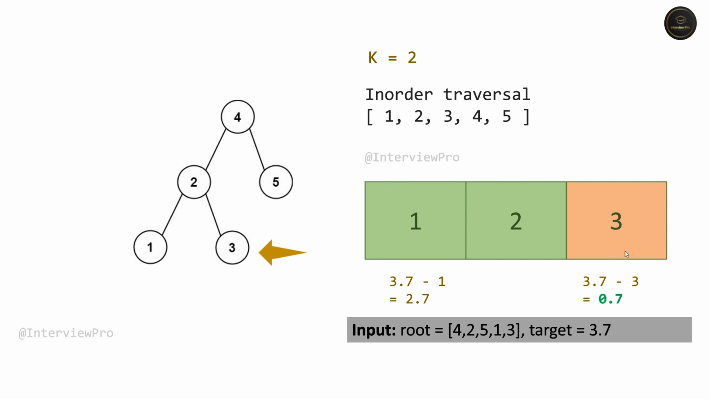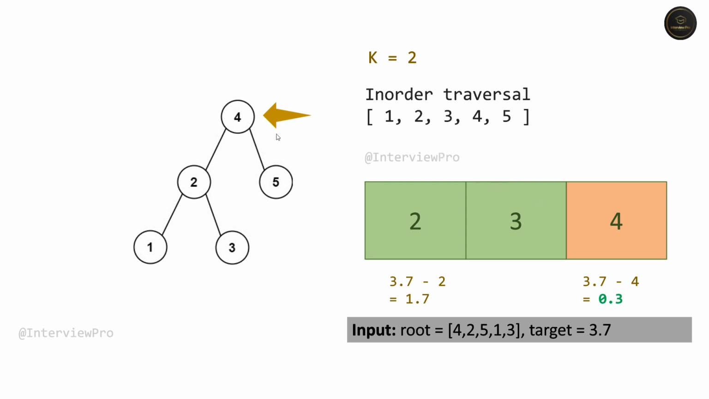So the distance of 3 to the target, which is 3.7, is 0.7. And the distance of the first element in the queue, 1, to the target, which is 3.7, is 2.7. So which is closer among 1 and 3? 3 is closest to the target, right? So we will be removing 1 and our queue will be having 2 and 3.